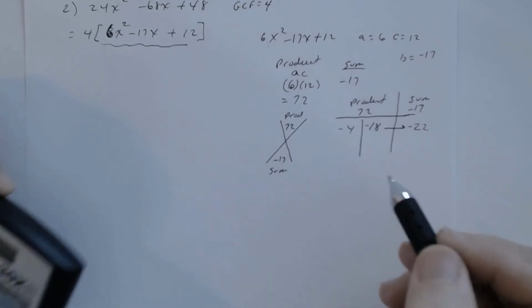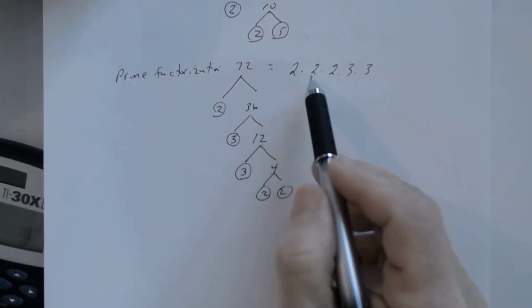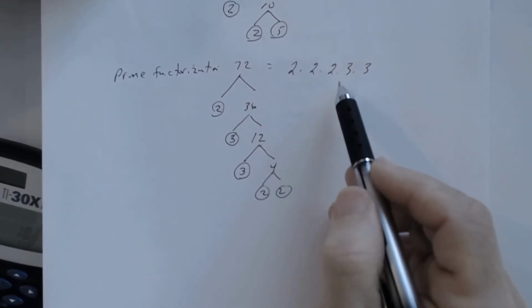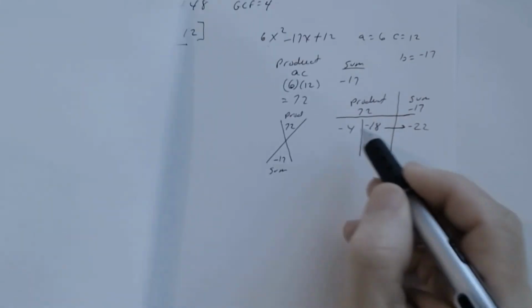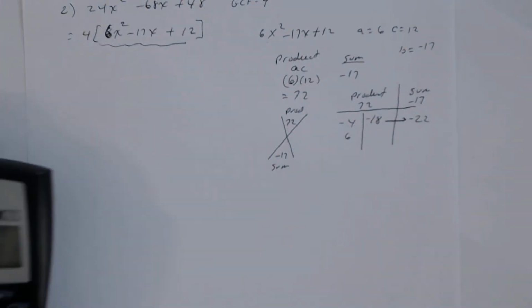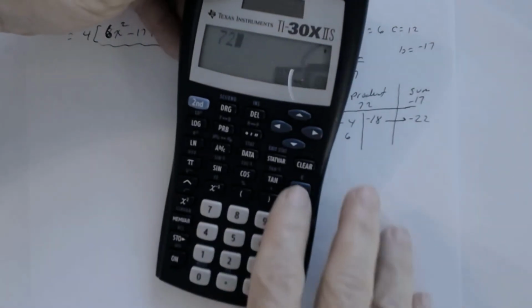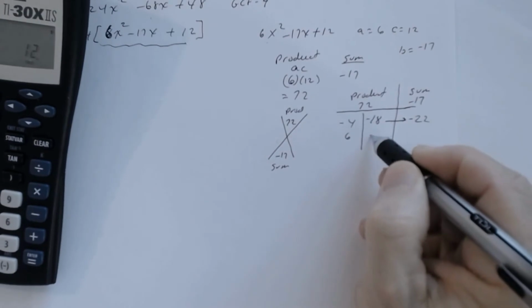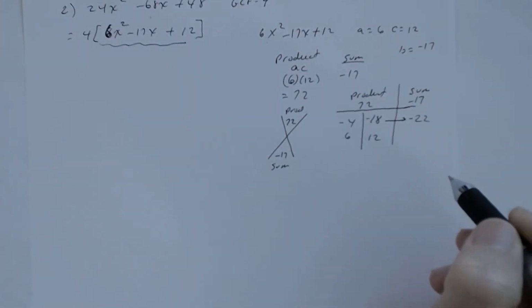No. So then you go back to your factor tree. You go back to your prime factorization. So instead of saying 2 times 2, let's say 2 times 3 then. 2 times 3 is 6. So that means that 6 will go into 72. So let's find out what that other factor is then. 72 divided by 6 gives me 12, right?